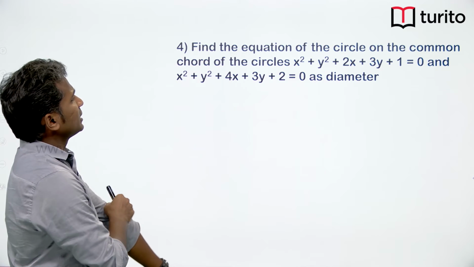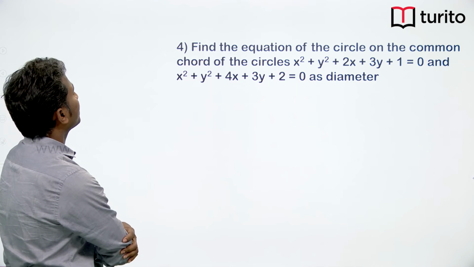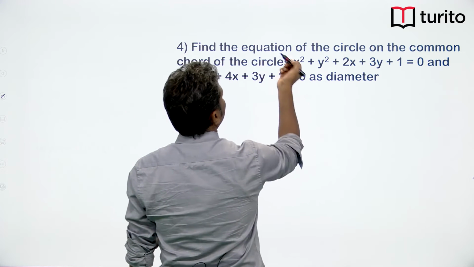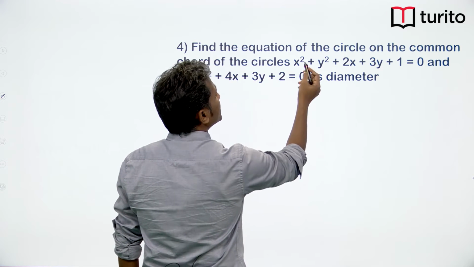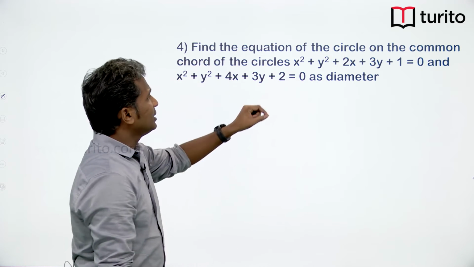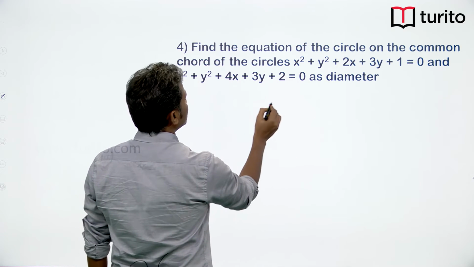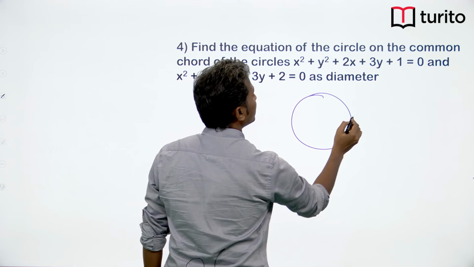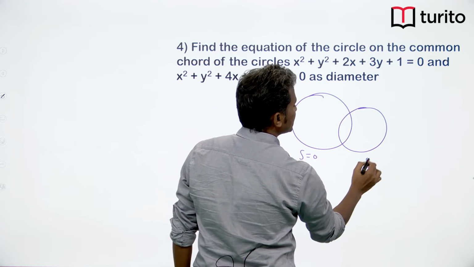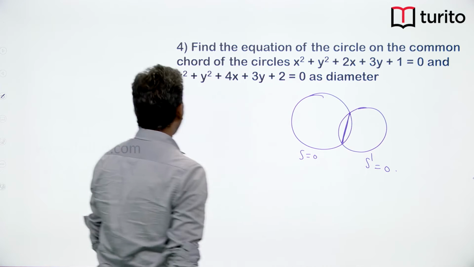Find the equation of the circle on the common chord of the circles as diameter. Okay. So we have to find an equation of the circle which is having the common chord as the diameter. So that means let us say there are two given circles available, this is S equal to 0, this is S dash equal to 0. Now we are getting a common chord here.